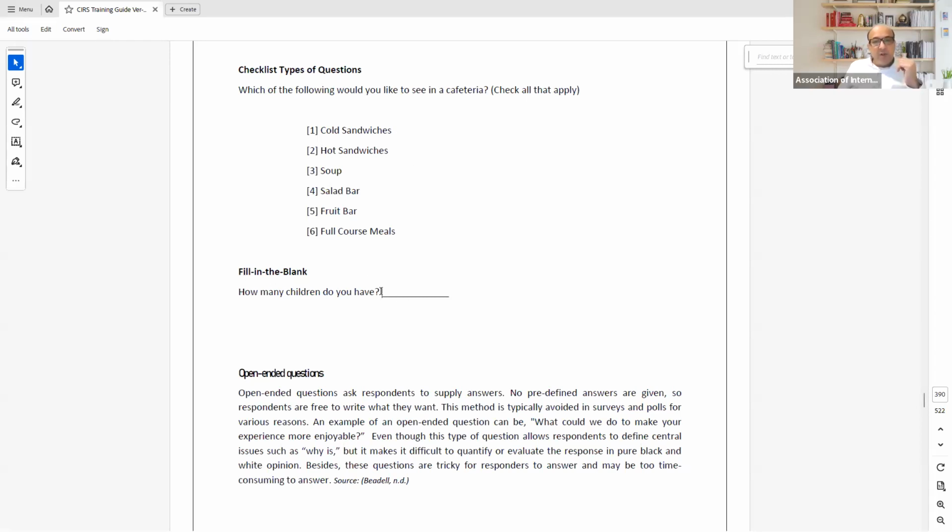Fill in the blanks, of course, it is more on the open-ended side, but this is more answering straightforward questions. How many children do you have, for instance? This is not open-ended, but this is part of the close-ended question, except that here you would get a number. This looks like a quantitative data collection, okay, and not qualitative. But it can work in both directions. It depends on the question.